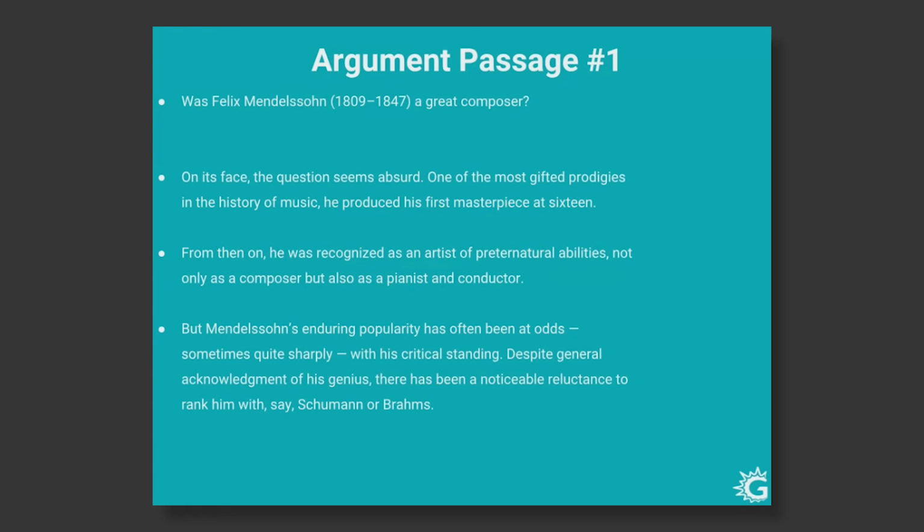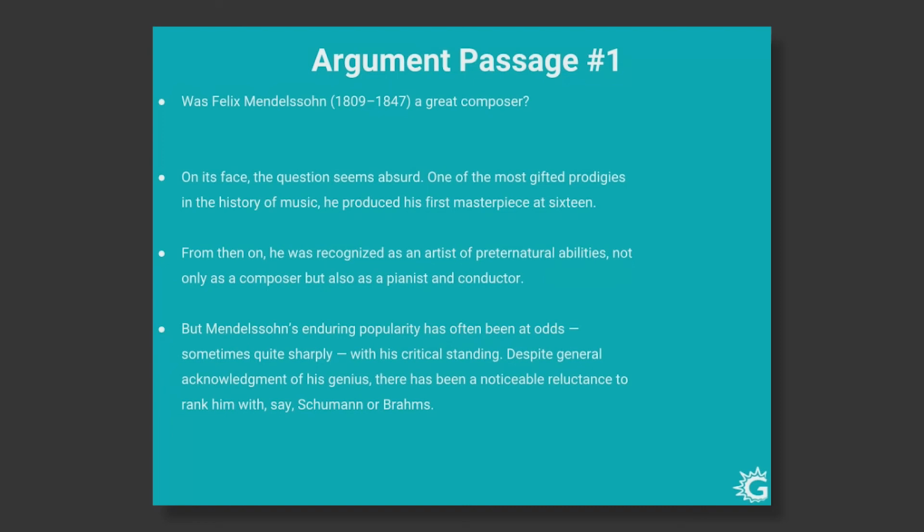Now we understand that Mendelssohn, although he was really popular, enduring popularity means he was popular for a really long time. That popularity never died. This popularity has been at odds, right? It's kind of hit heads with something else. What? His critical standing. What do we mean by critical standing? That means his reputation amongst critics, right?